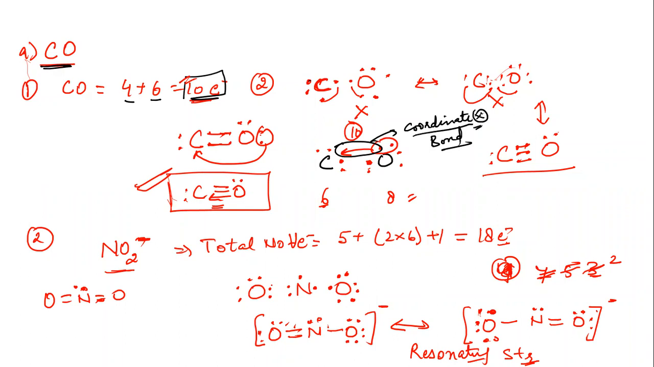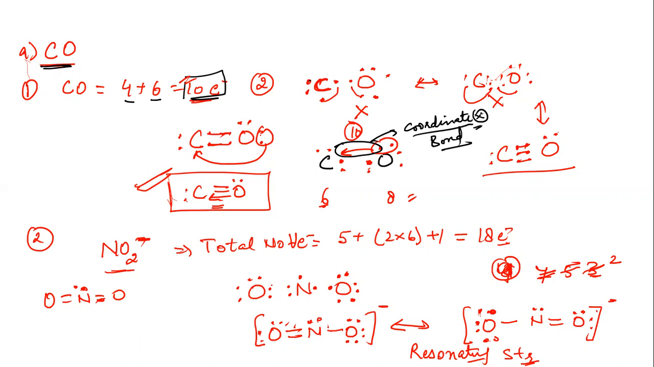Is that point clear? A coordinate bond will always be from the more electronegative to the less electronegative atom. So oxygen is the one which is supplying electrons to carbon.